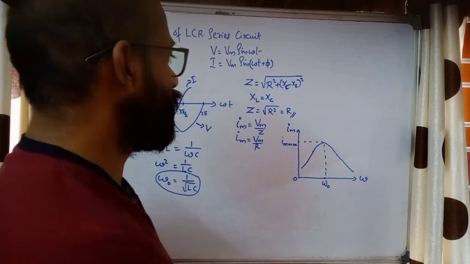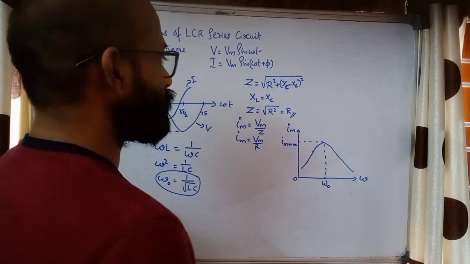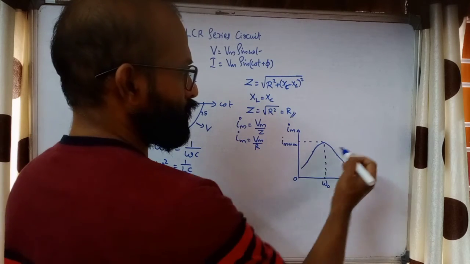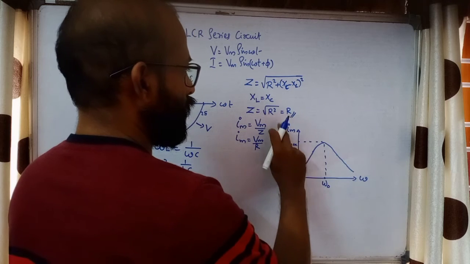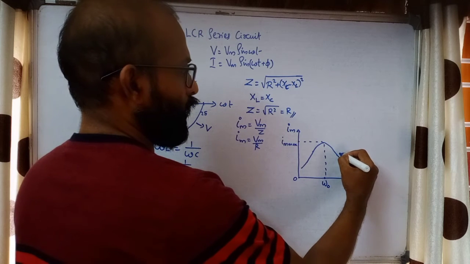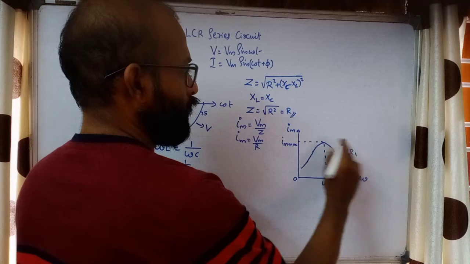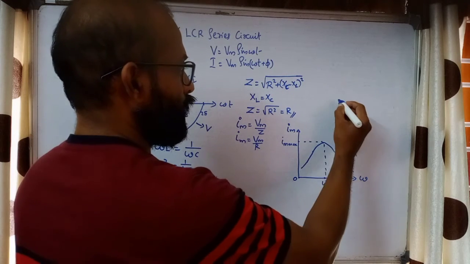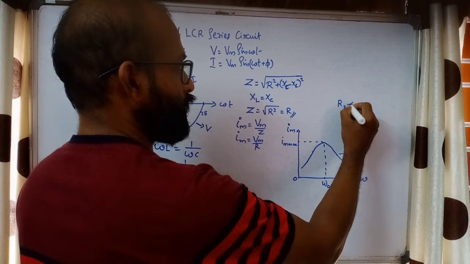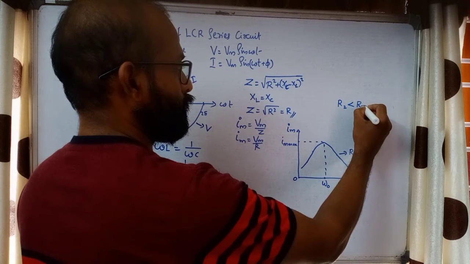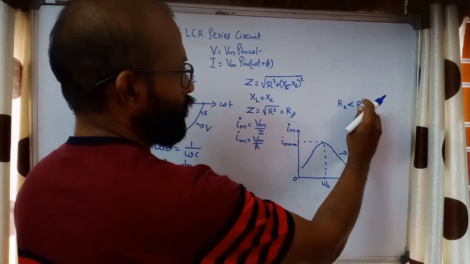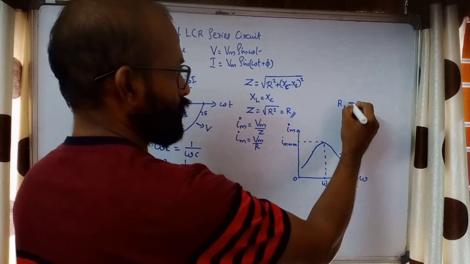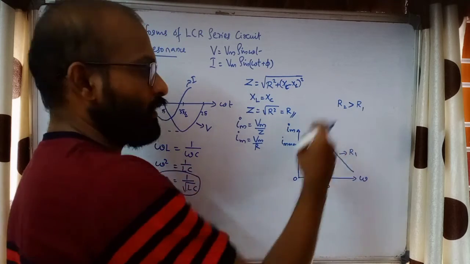Now we'll see the relation with the resistance. Now we know Im, for example, we have two graphs. This is for a particular resistance. Let us choose R1. For resistance R1, this is the maximum value. Let us choose another resistance, R2, which is greater than R1. Higher resistance we can select. This is lower and higher resistance.